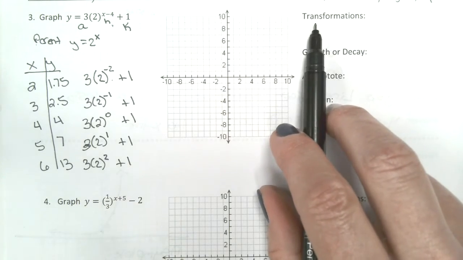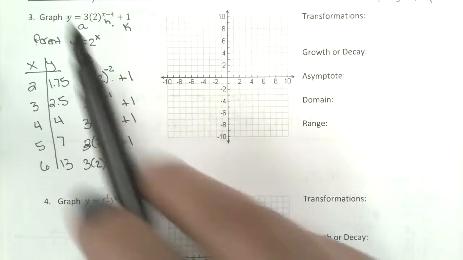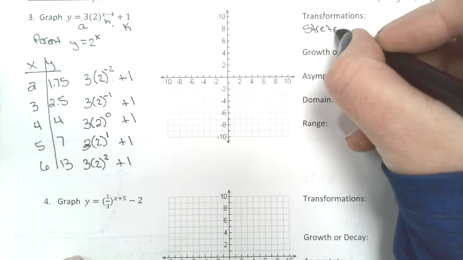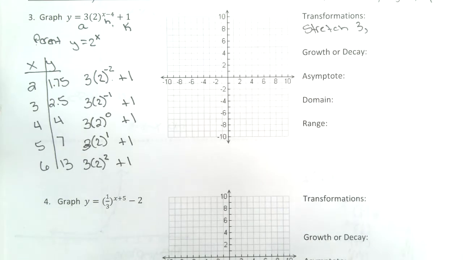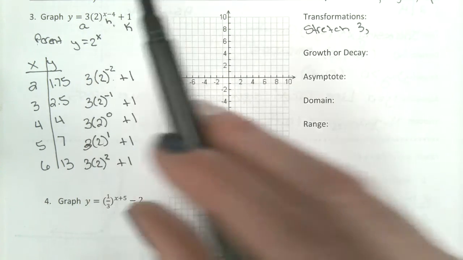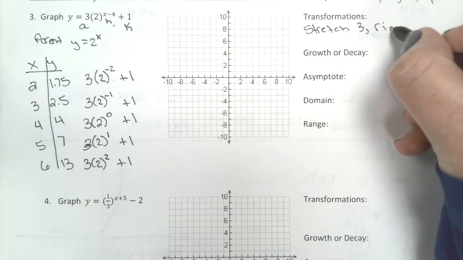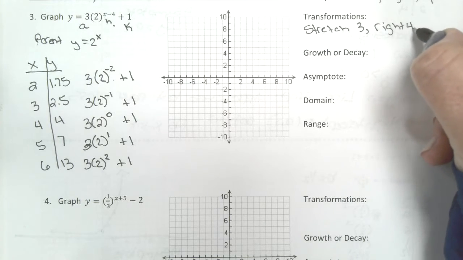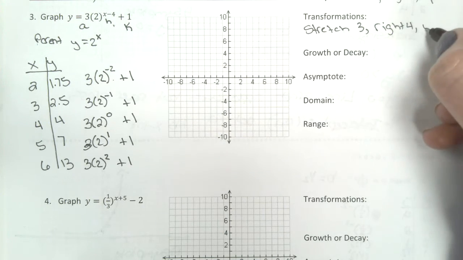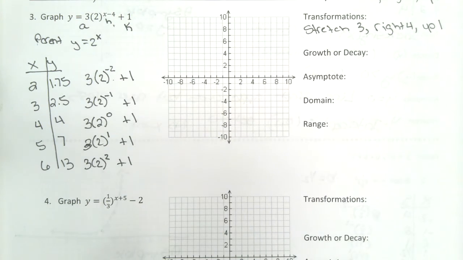What all transformations occurred? A is 3, so that means it's stretched by a factor of 3. The h is negative 4, so it lies to me. That means it went right 4. And this k is plus 1. That means it went up 1.